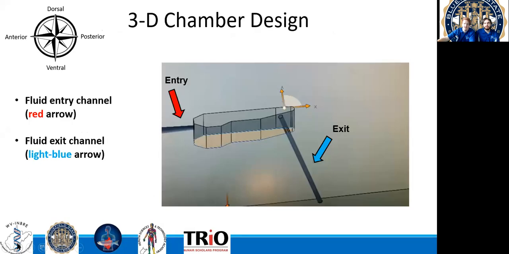3D chamber design. Initially, we used a CAD, computer-aided design, to design what we envisioned our slide should look like. The channel on the left, leading to the head, is the entry channel for fluids, indicated by the red arrow. It is important that the fluid exit channel, leading from the tail, must be past the anus for proper disposal of waste and fluid, indicated by the blue arrow.